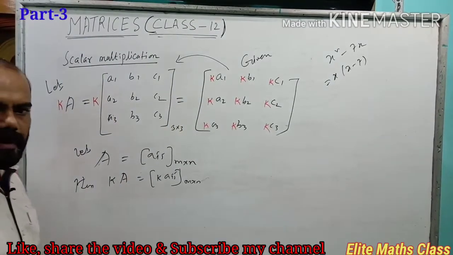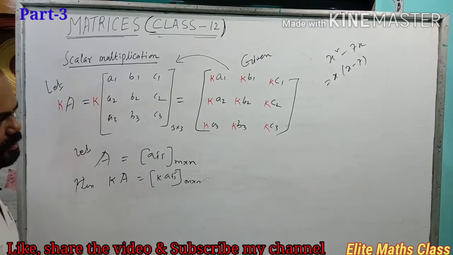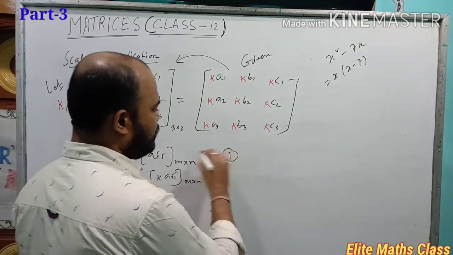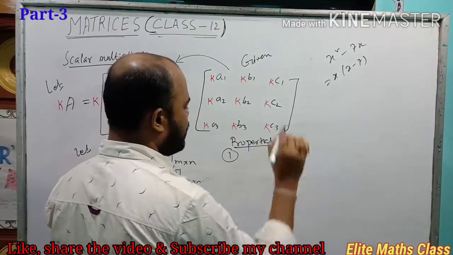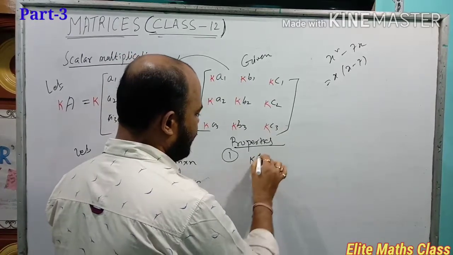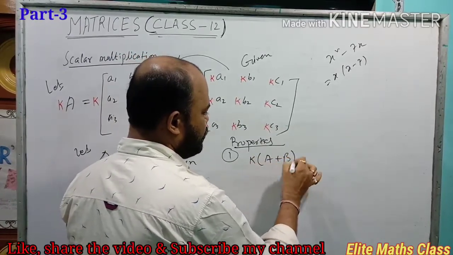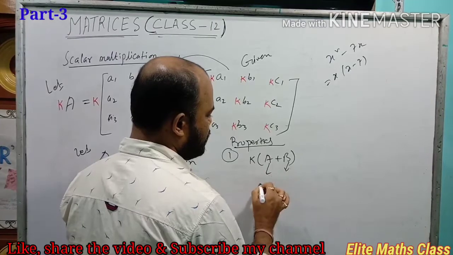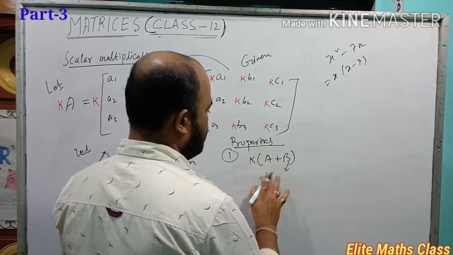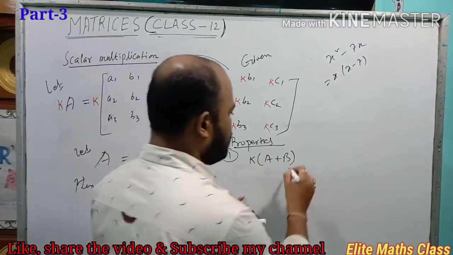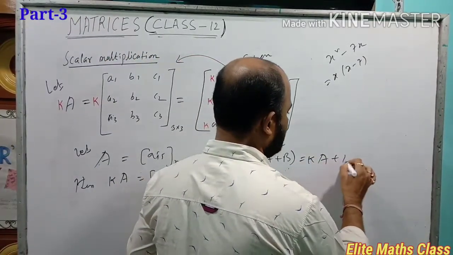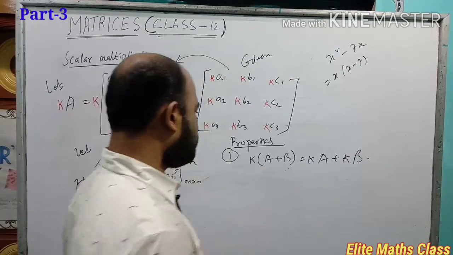Then some properties of the matrices, say the sum of two matrices. First one, these are the properties of scalar multiplication. Say k is multiplied to the sum of two matrices. Here these two matrices A and B are given, say of any order. Then what to do with this k? This will be equal to kA plus kB.